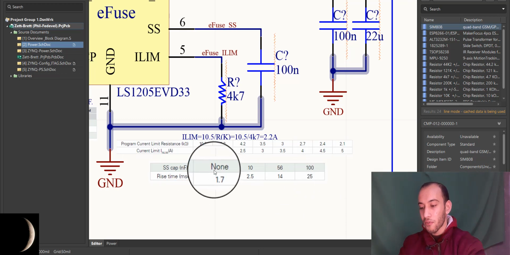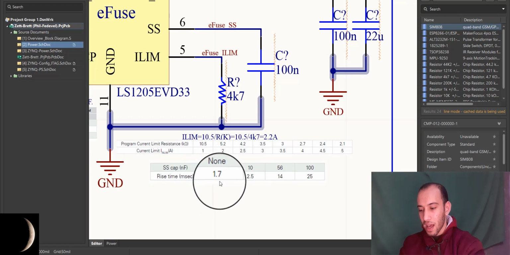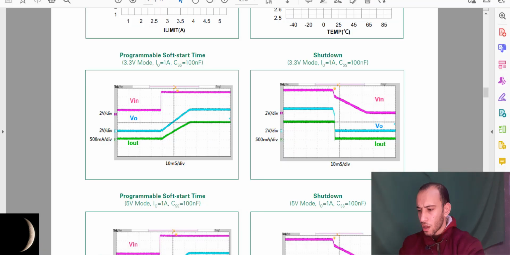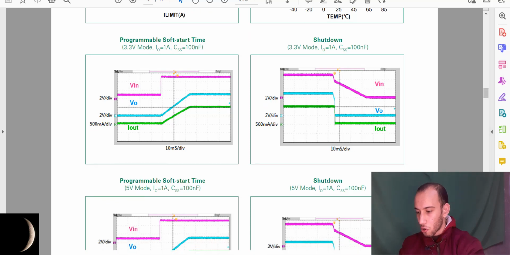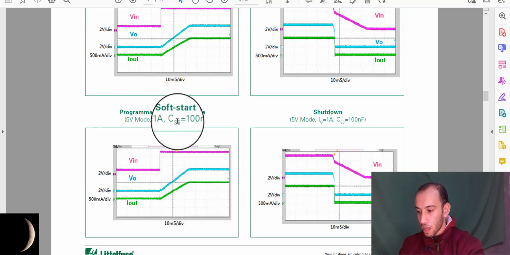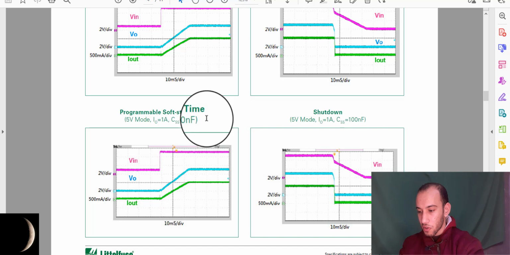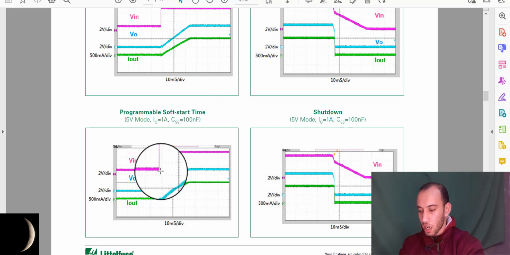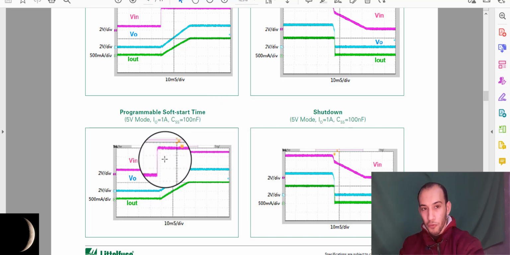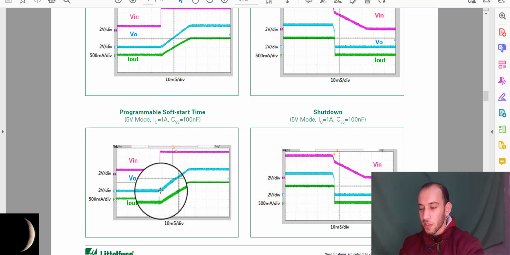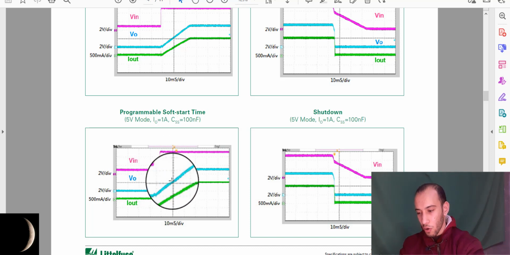And if you don't have any capacitance on this pin, you will have a programmed or default rise time, which is 1.7 milliseconds. As you can see in the datasheet of this e-fuse, we have this option: 5 volt mode and CSS is 100 nanofarad. So this is the hard transition of your voltage Vin, and this is the soft transition of Vout.